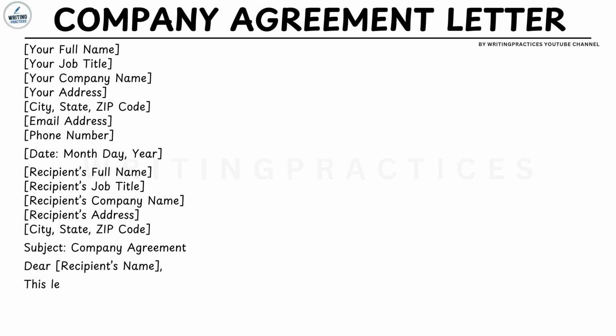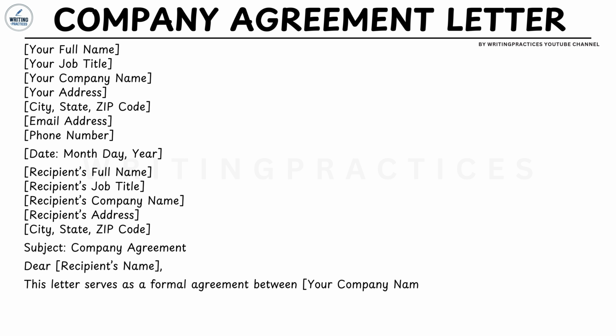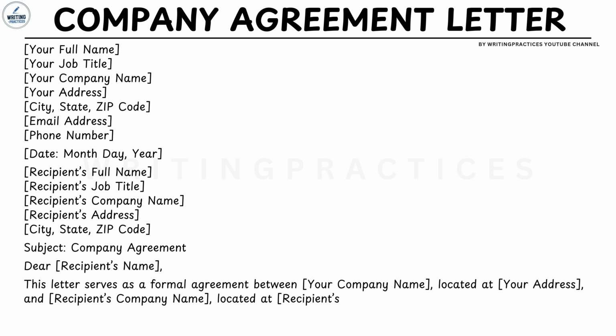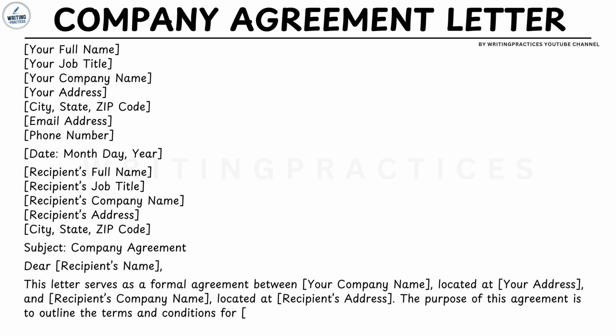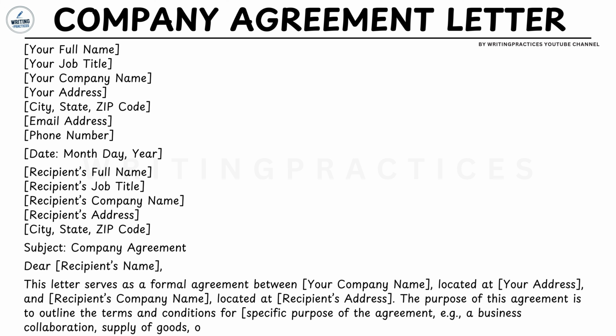6. Introduction. In the opening paragraph, state the purpose of the letter and identify both parties involved. Clearly specify the nature of the agreement. For example, this letter serves as a formal agreement between ABC Corporation, located at 123 Business Road, Business City, BC 54321, and XYZ Enterprises, located at 456 Commerce Street, Commerce City, CC 65432. The purpose of this agreement is to outline the terms and conditions for the supply of goods. This introduction establishes the context and scope of the agreement.